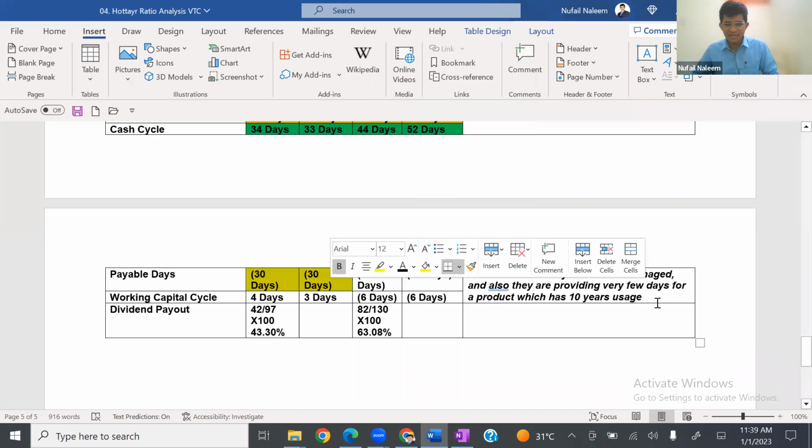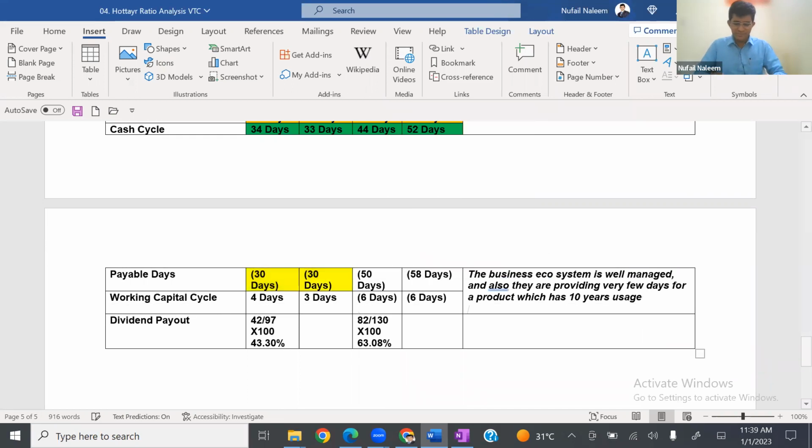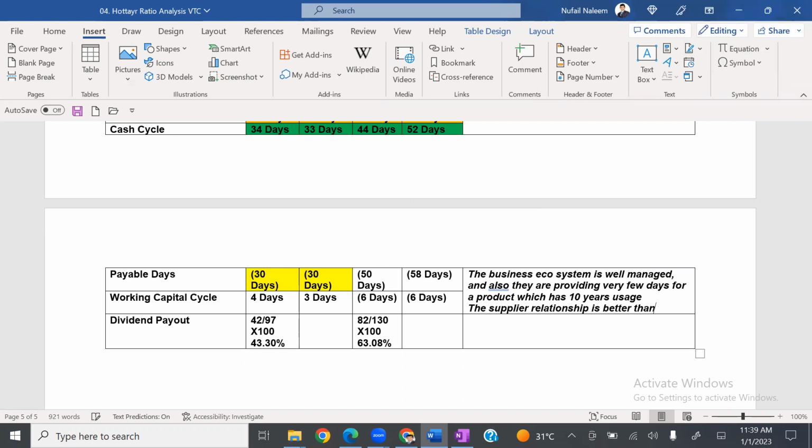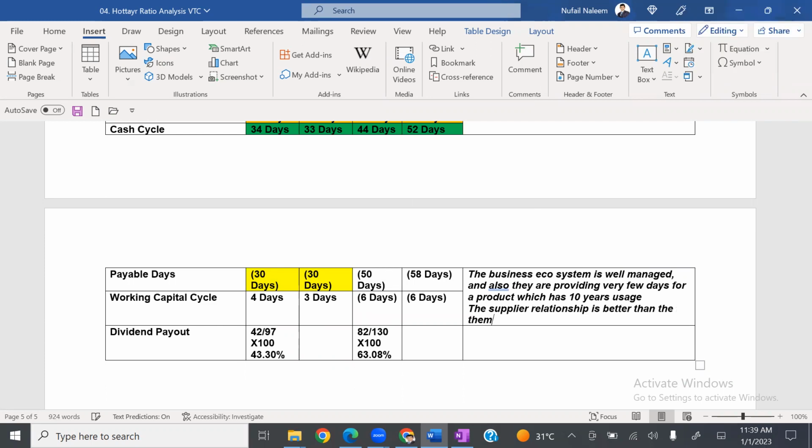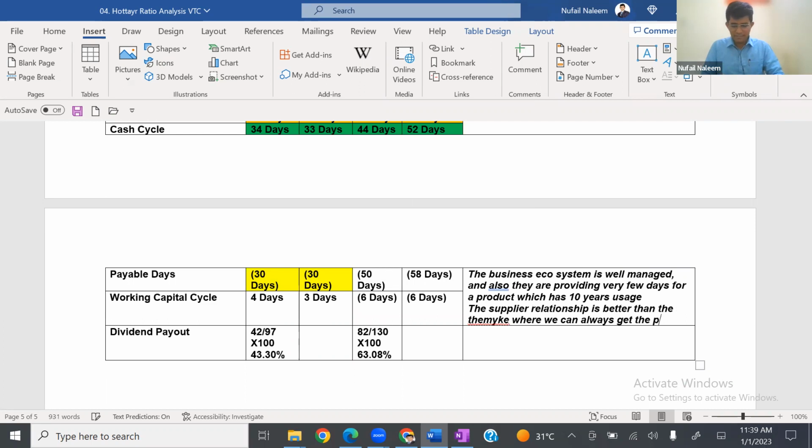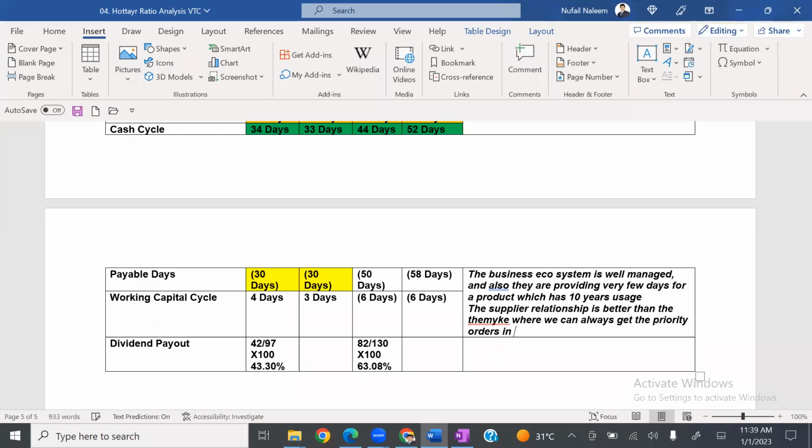Yes, so once again, I'll write that point also. The supplier relationship is better than the term buy. Correct? Yes, sir, it's better than the term buy, where we can always get priority orders in shortage time. Students, that gives you a better and good working capital management.